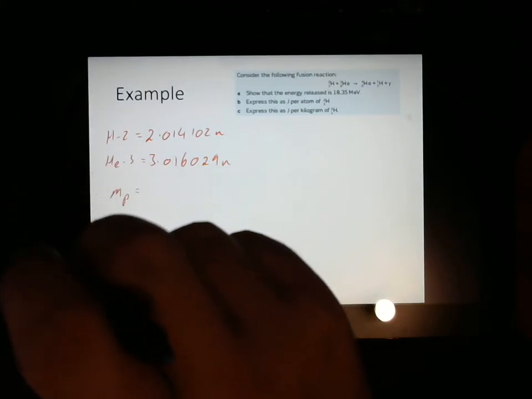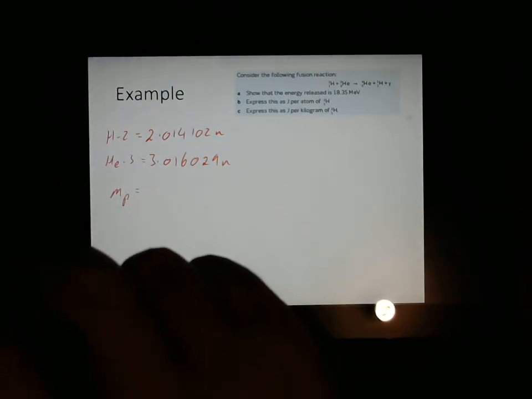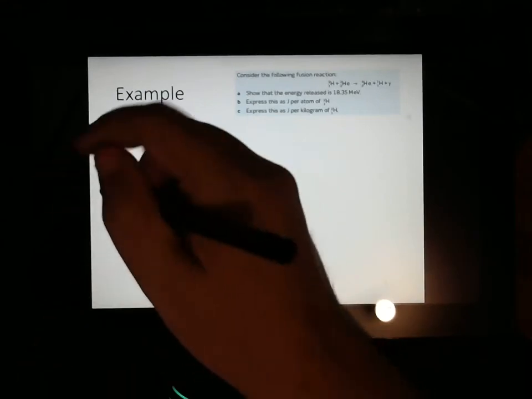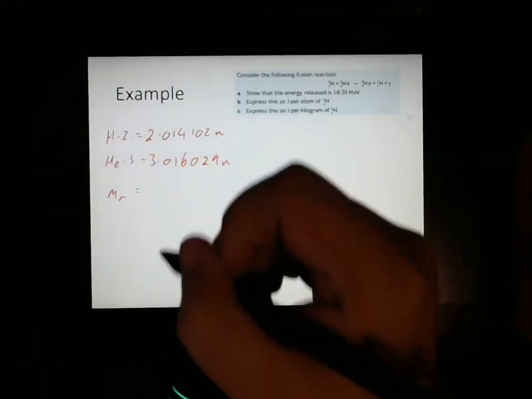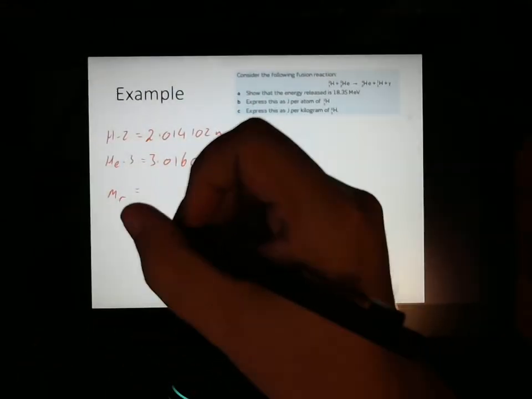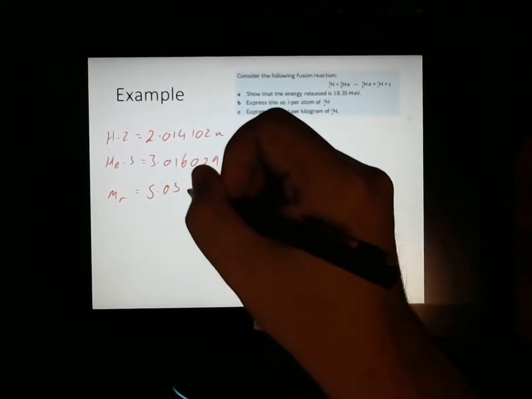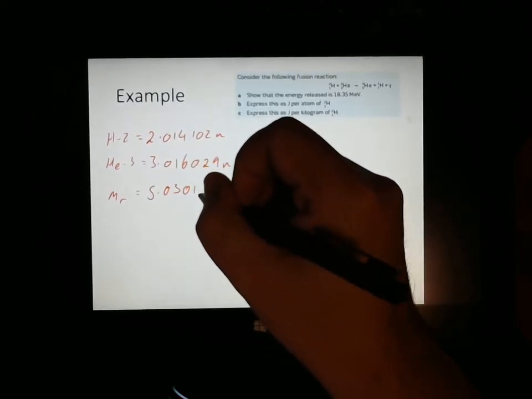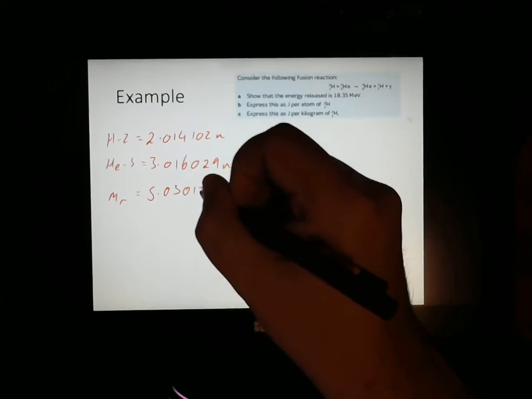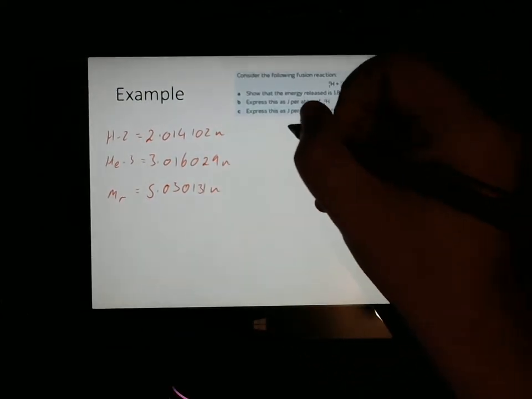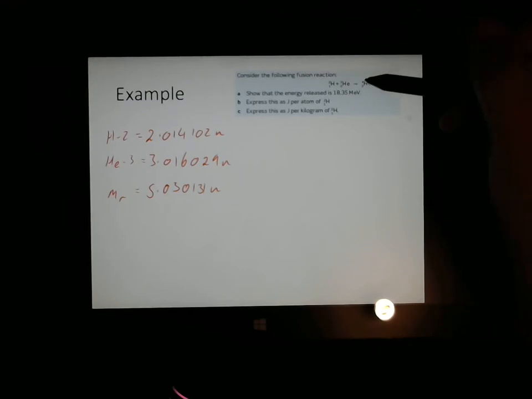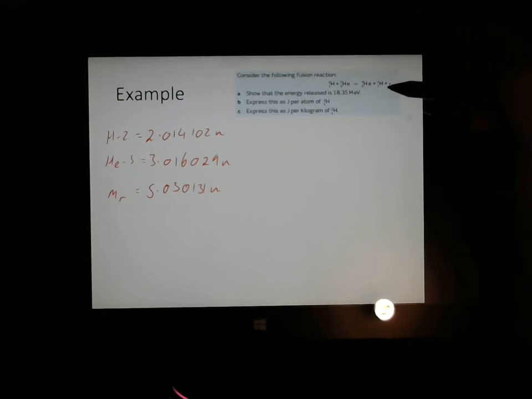And if we add that all together, the mass of our products is equal to, oh, they're using mass of our reactants. Never mind, I'm having a stupid moment. I always get those two mixed up. Mass of the reactants is going to be equal to 5.03031 U. Now, on the other side, we have a helium-4 and a hydrogen-1, and we're trying to prove what the gamma is.